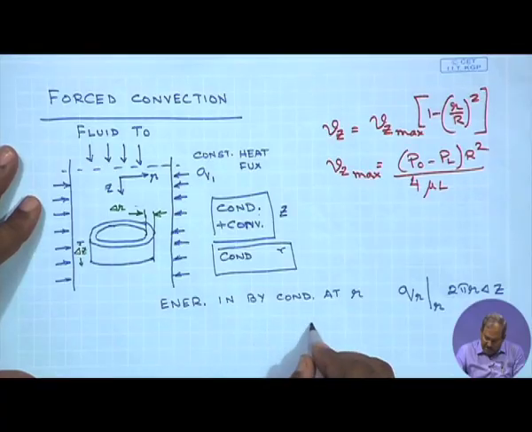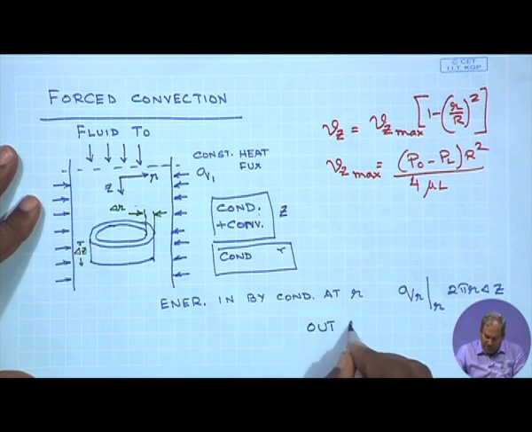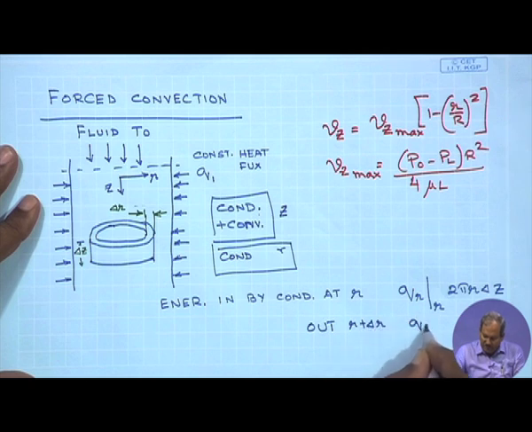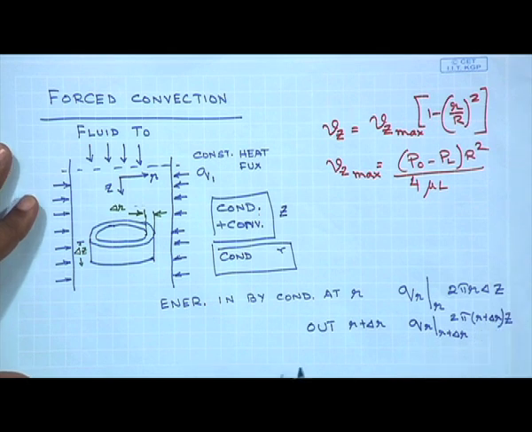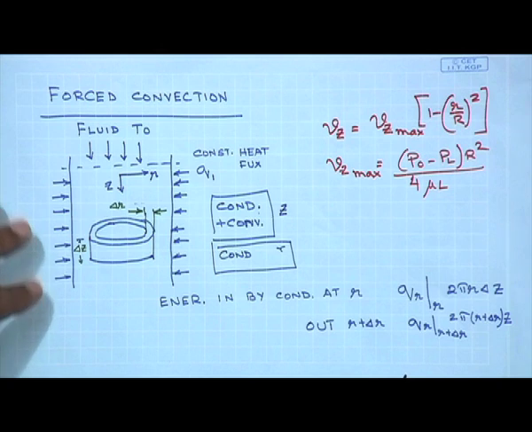So the in term would be 2 pi r times delta z, and the out term would obviously be at r plus delta r, which would be qr evaluated at r plus delta r times 2 pi (r plus delta r) times delta z. So that's the out term at r.